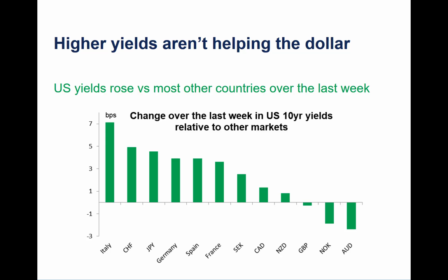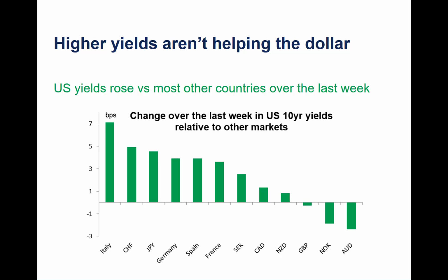As you can see, this graph shows the change in the U.S. Treasury yield, 10-year yields relative to other markets. You can see how the spread widened in favor of Treasuries for most markets. Normally, that would tend to support the dollar, but it didn't help at all this week.